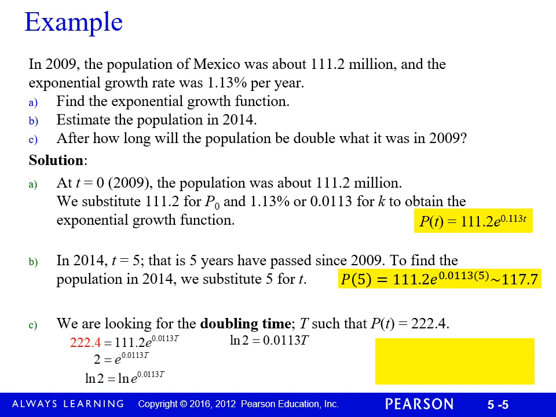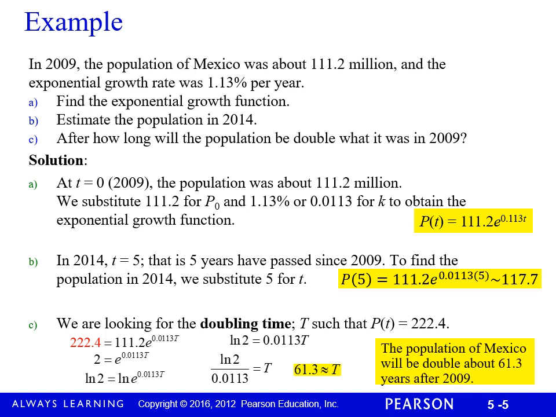Here I'm going to divide both sides by 0.0113 and then just put it into my calculator and calculate it, and I get t is approximately 61.3 years. So the population of Mexico will double in about 61.3 years after 2009. Okay.